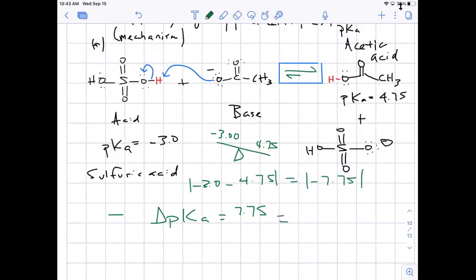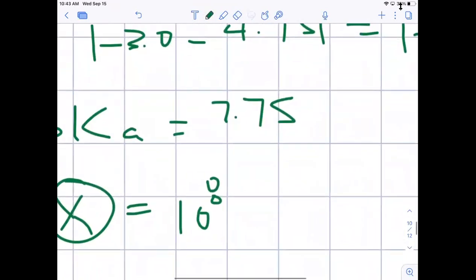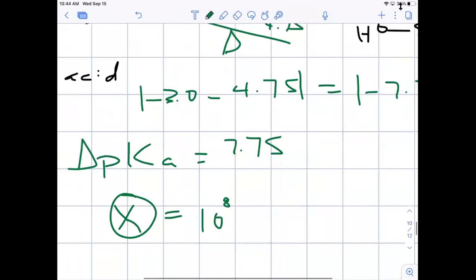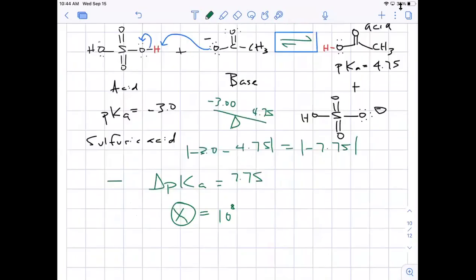So the difference in acidity, or how much more acidic sulfuric acid is than acetic acid, which would be this term X, is 10 raised to the, let's just go ahead and round it up, 10 to the 8. My 8, that 8 is horrific. Sorry. That one's even worse, but it's okay. So it's 10 to the 8 times more acidic. What does that mean for its conjugate base?